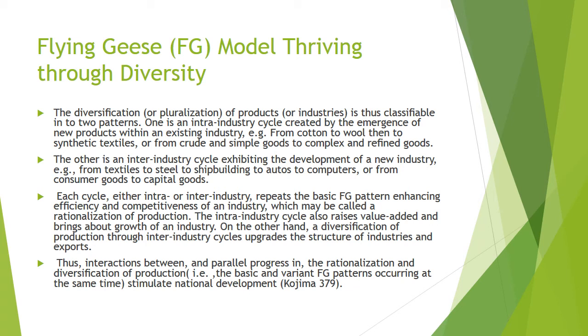Each cycle, either intra or inter-industry, repeats the basic Flying Geese pattern, enhancing efficiency and competitiveness of an industry, which may be called a rationalization of production. The inter-industry cycle also raises value added and brings about growth of an industry. On the other hand, a diversification of production through the inter-industry cycle upgrades the structure of industries and exports. Thus, the interactions between and parallel progress in the rationalization and diversification of production stimulate national development.